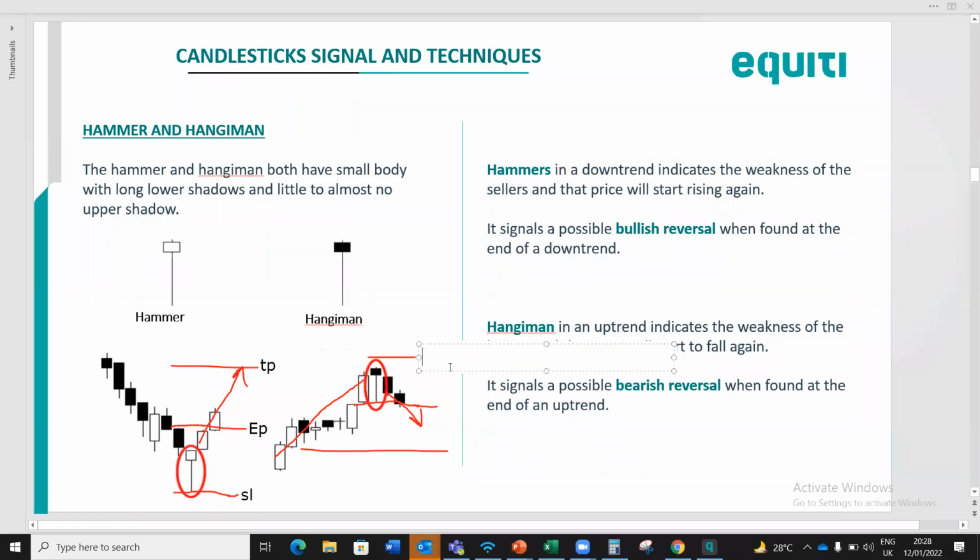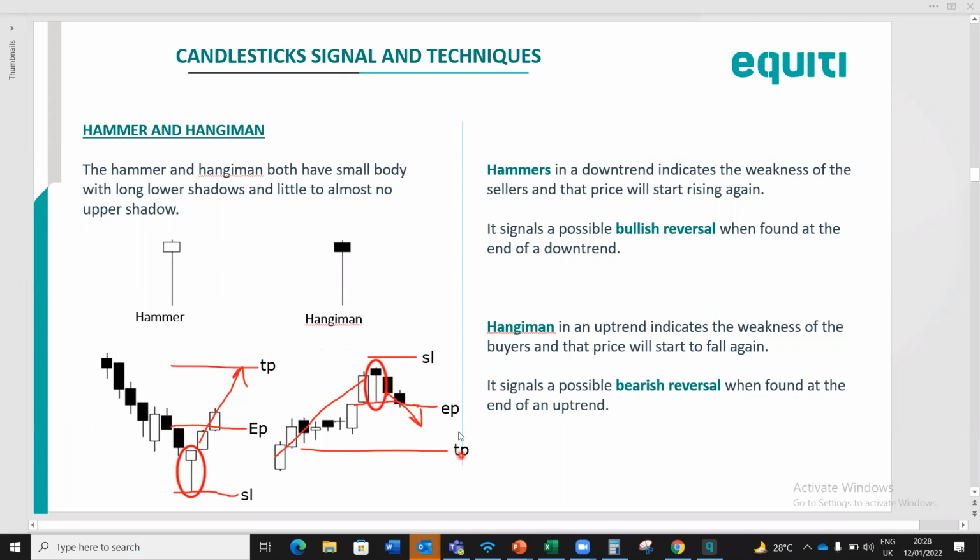So this is the stop loss. This is where we got into the market. That is our EP, and then we are looking to take profit here. Okay, so this is a typical example of a sell setup.